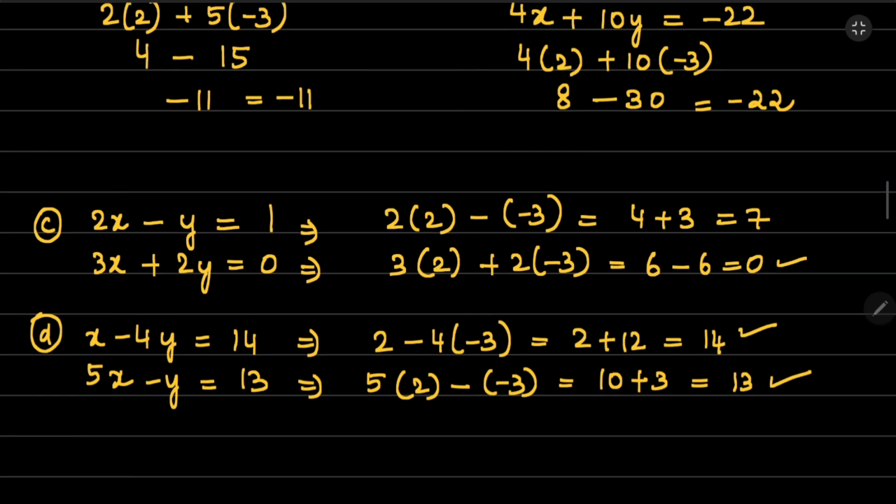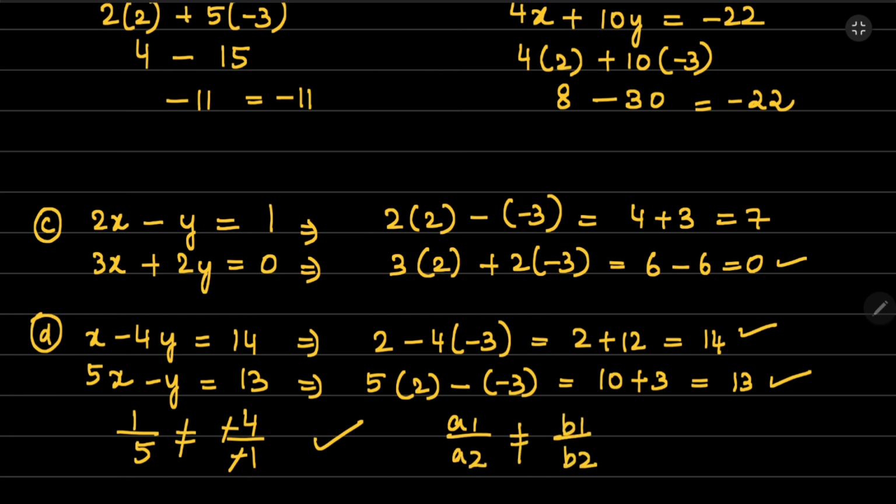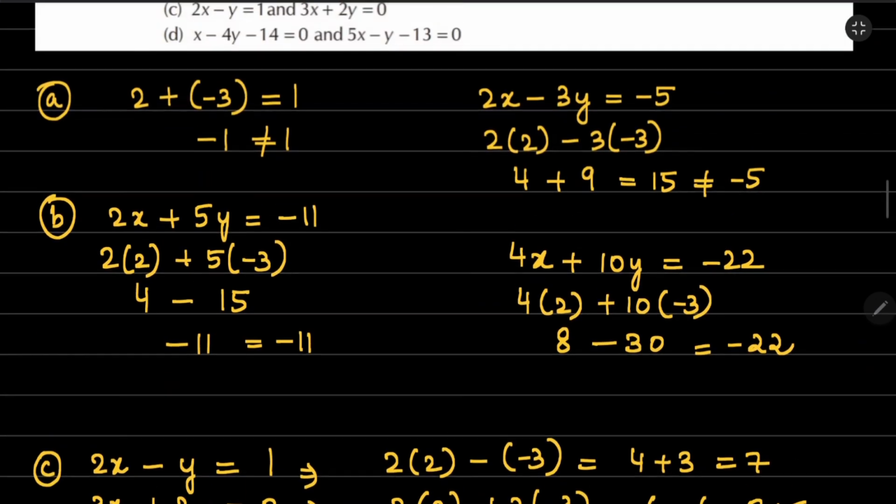Now let us compare A1 by A2. What is A1 by A2 here? 1 by 5. What is B1 by B2? Minus 4 by minus 1, which is nothing but 4 by 1. Again, A1 by A2 is not equal to B1 by B2, so this condition is also satisfied. A1 by A2 should not be equal to B1 by B2 in order to have a unique solution. What do you mean by unique solution? The lines will intersect at a point. So the correct option is D.